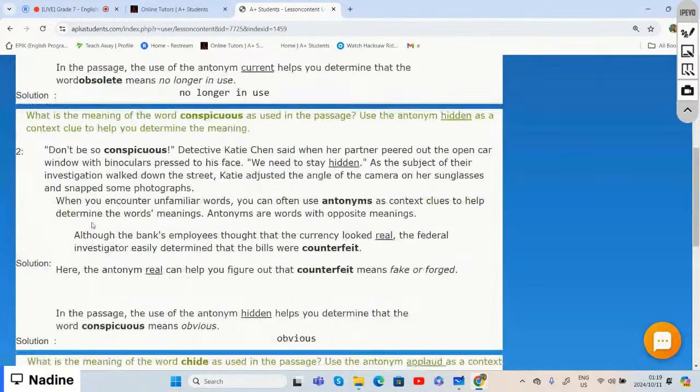The next one says, don't be so conspicuous. We need to find the meaning of the word conspicuous by using the antonym hidden as a context clue. So, don't be so conspicuous, Detective Katie Chen said when her partner peered out the open car window with binoculars pressed to his face.